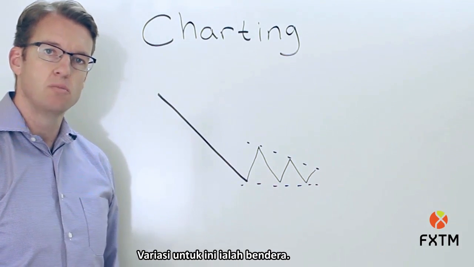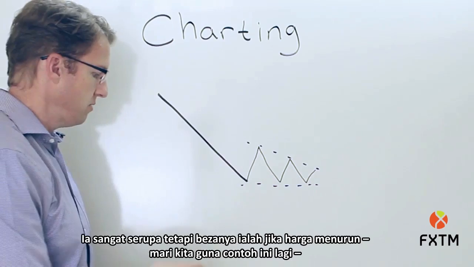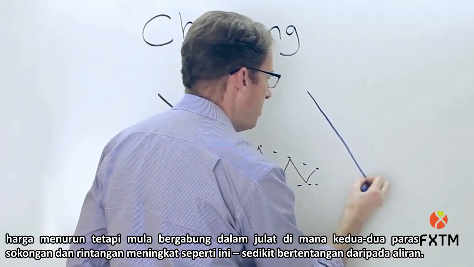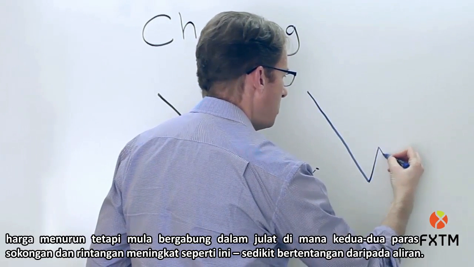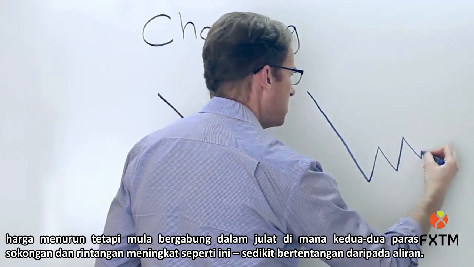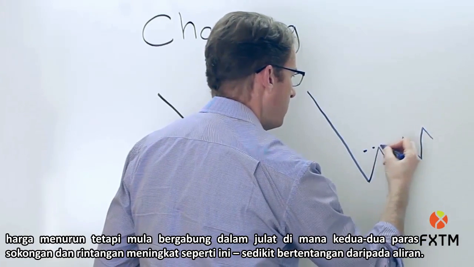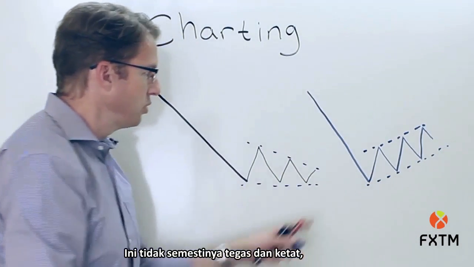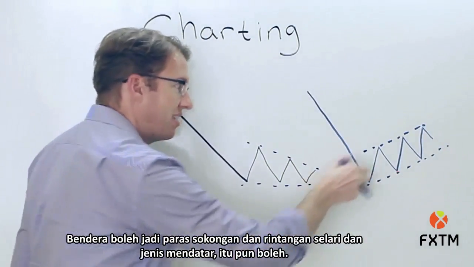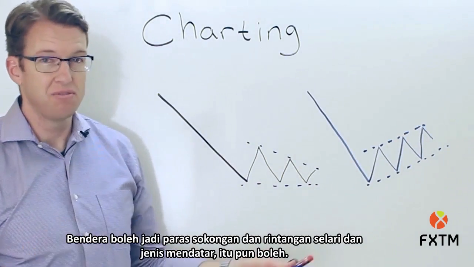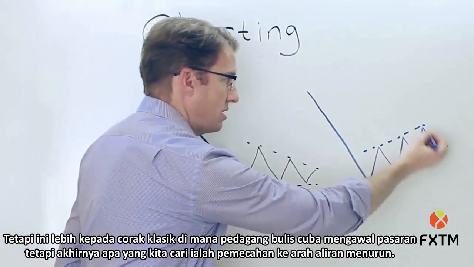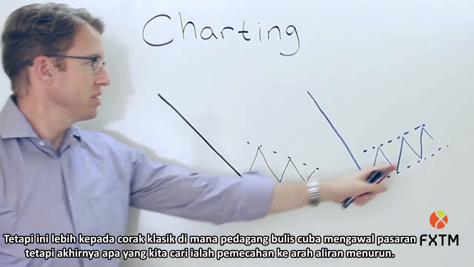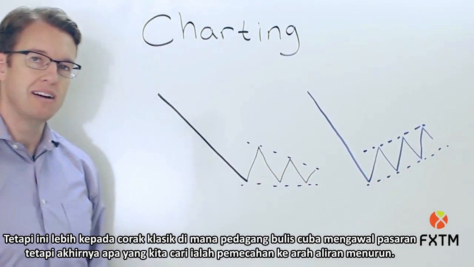A variation on this would be a flag. They're very similar, but the difference is that if the price was going down, so let's do this example again, the price is going down, but it begins to consolidate within a range where both the support and resistance level is climbing like this. So a little bit counter trend. This is not necessarily a hard and fast rule. The flag can be somewhat parallel support and resistance levels and kind of flat. That's okay too. But this is more or less a classic pattern where bulls are attempting to take control of the market, but ultimately what we're looking for is a breakout to the downside.